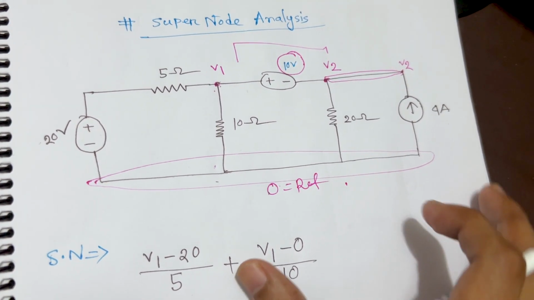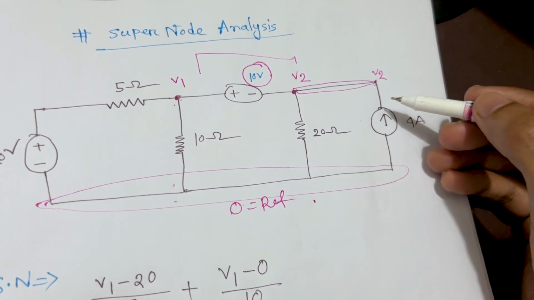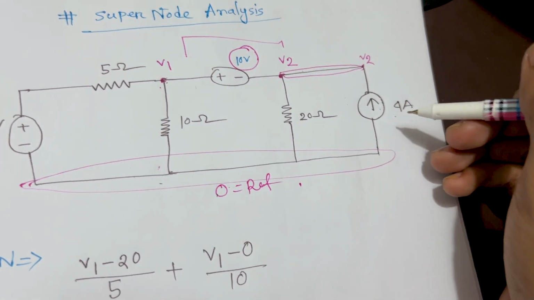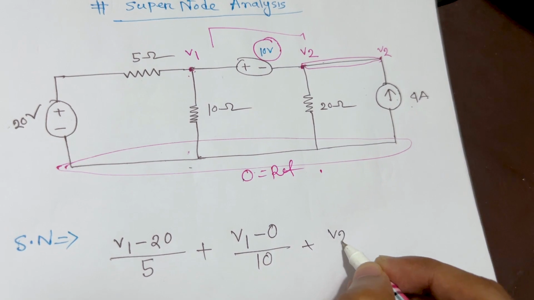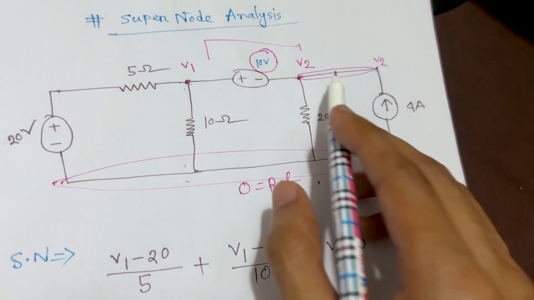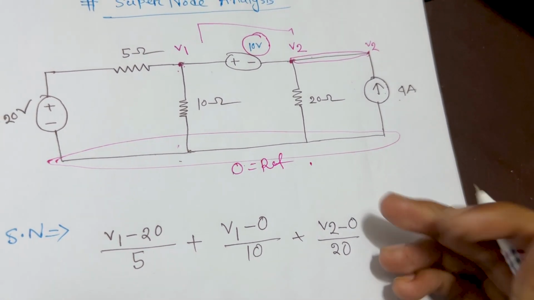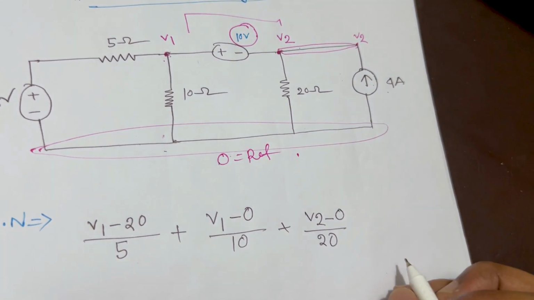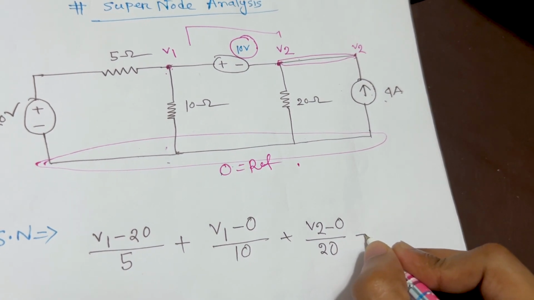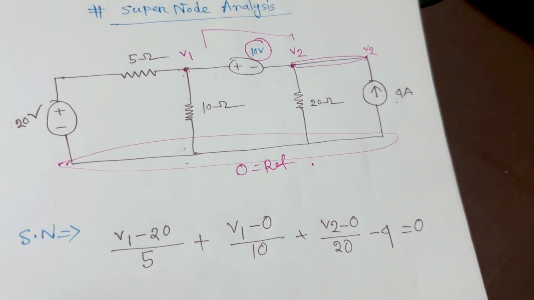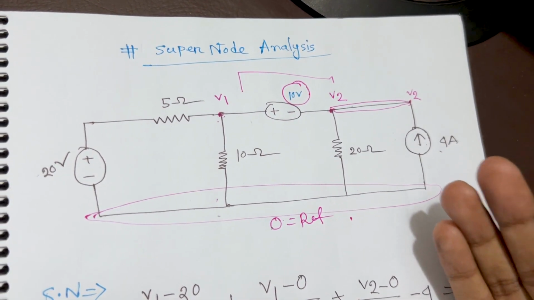Now we need to combine V2, and calculate V2 separately. We can write the current entering V2, as you can see. V2 minus 0, because we are working with V2 now, and we have a 20 ohm resistor. And the current is entering here, so it should be minus 4, and the total is 0. But we still need to consider V1 minus V2, so how can we solve this? This is the tricky thing here.